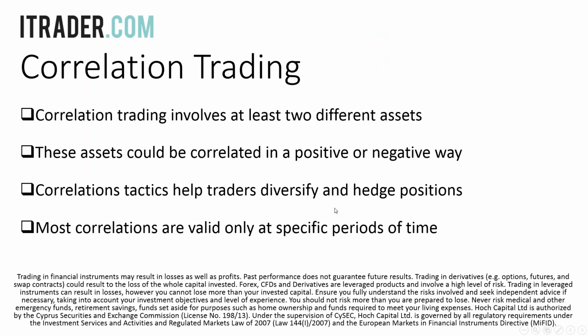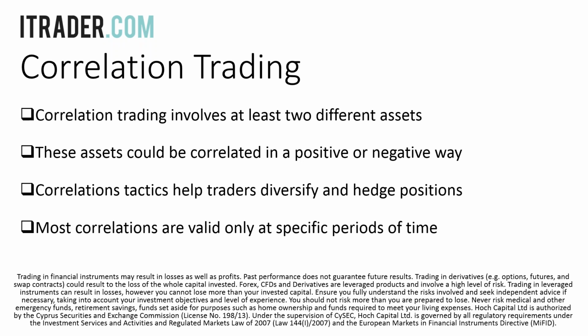Correlation trading involves at least two different assets, of course, right? Because we've got to trade on the difference of the prices between assets. Okay, these assets could be correlated in a positive, as we said, or a negative way. Correlation tactics help traders diversify and hedge positions.